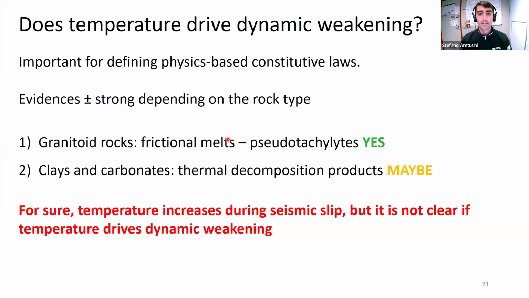So, does temperature drive dynamic weakening? Yes, the evidence is quite strong for granitic rocks, but perhaps a bit weaker for clays and carbonates. And for sure, temperature is increasing during seismic slip, but it's still not really clear if it's driving dynamic weakening.